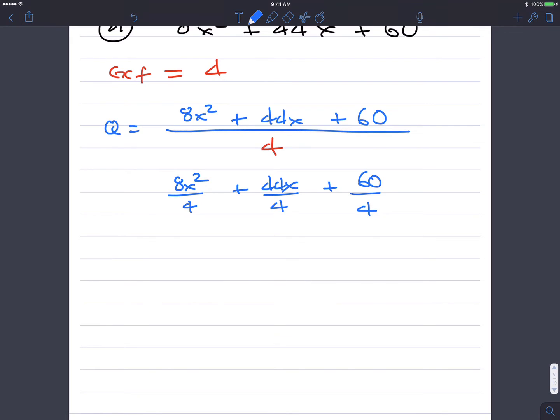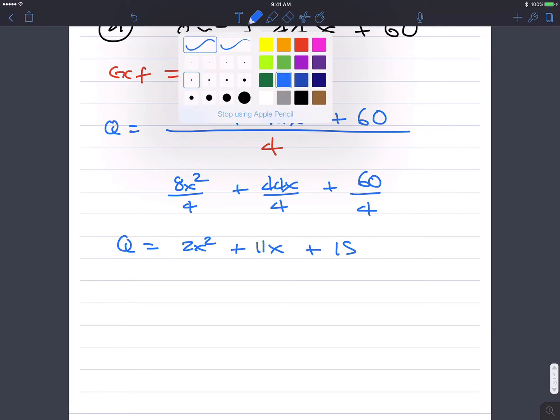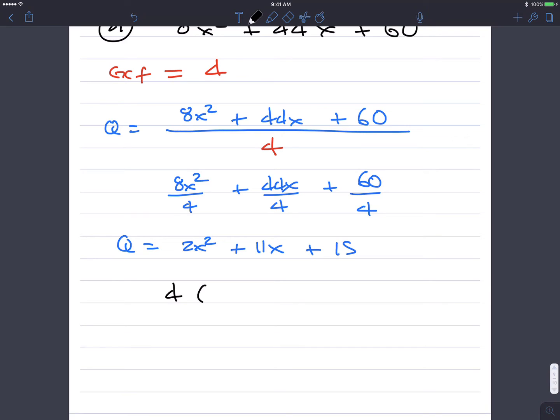All right, 8 over 4, isn't that 2? 44 over 4, isn't that 11? And then what's 60 divided by 4? Is that 15? Here's my quotient. 4, 2x squared plus 11x plus my 15. Okay? Factor the quotient.